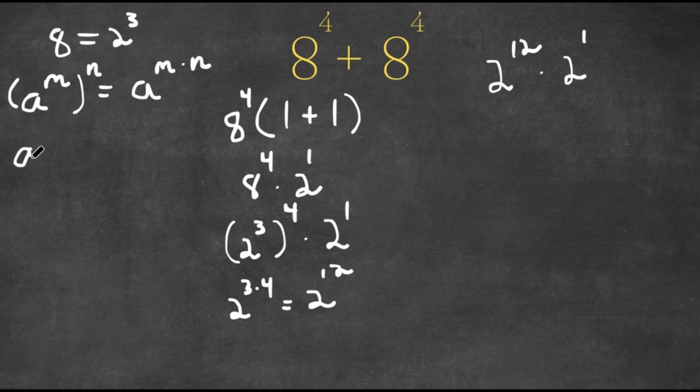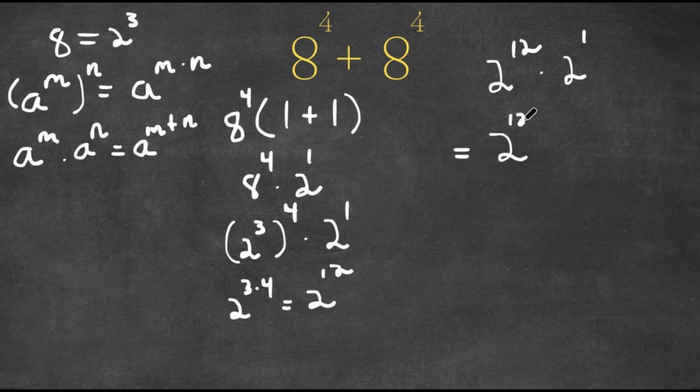Now, if we have something in the form a to the power of m times a to the power of n, this is actually equal to a to the power of m plus n. So the exponents add with each other. So this would equal 2 to the power of 12 plus 1, which is 2 to the power of 13. So 2 to the power of 13 is our answer.